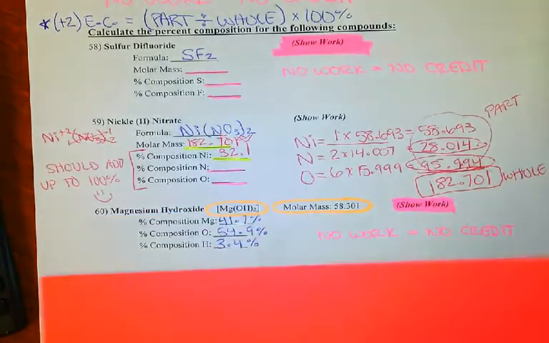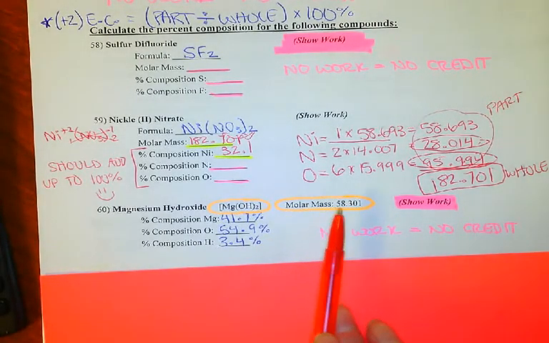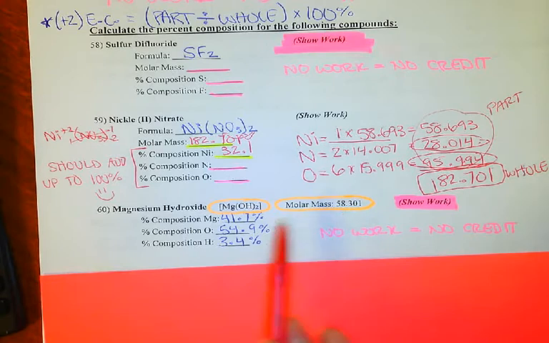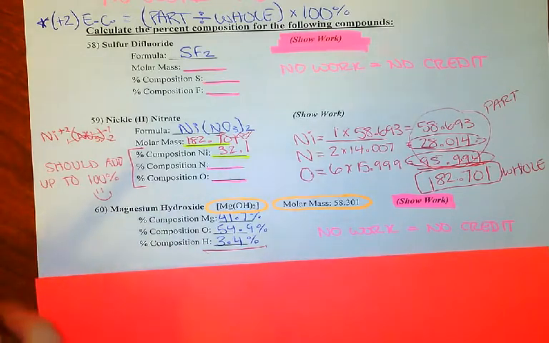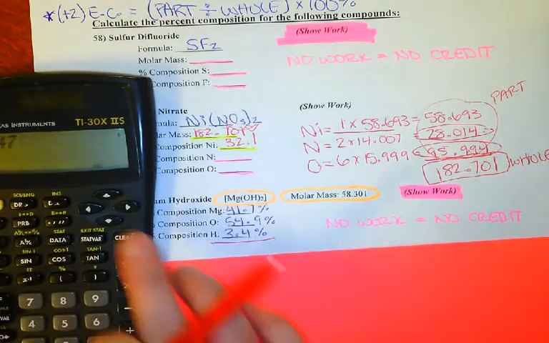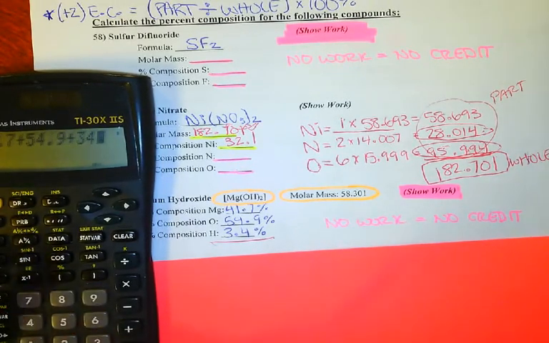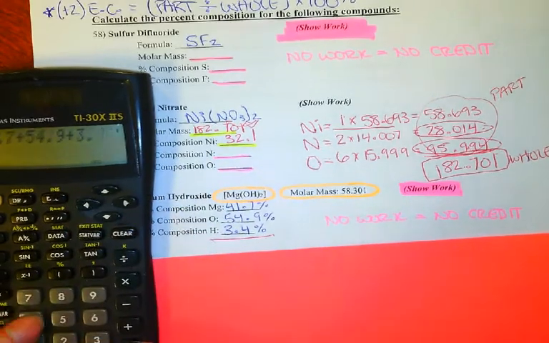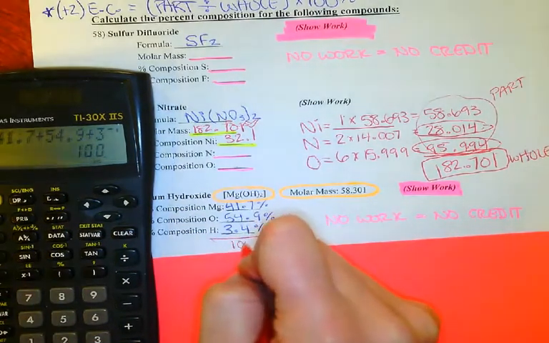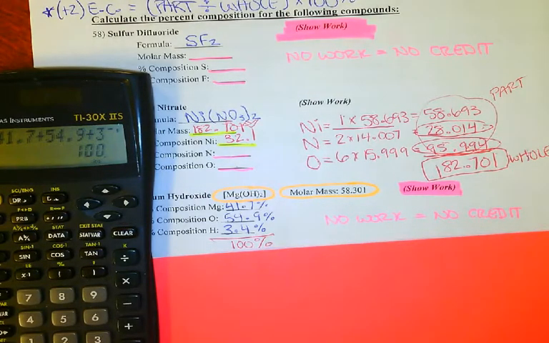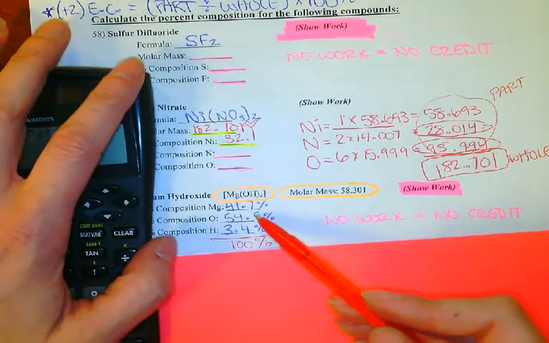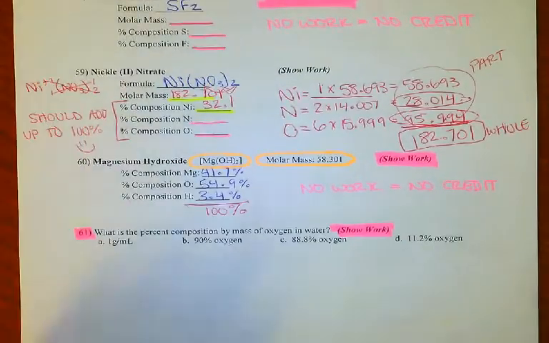Okay. Taking a look at this one, I circled that I gave you the whole molar mass. You still have to find what 2 oxygens weigh and what 2 hydrogens weigh. But go ahead and check your work there. If this is not what you got, then you need to make sure you're showing work. And also, I can prove to you that those are the right numbers by doing this. 41.7 plus 54.9 plus 3.4 equals 100. So I know that I did that math correctly. But make sure you're showing the work for how to get those numbers. This is just for you to check and make sure you're doing it right.